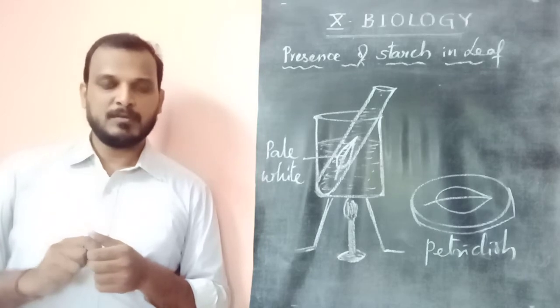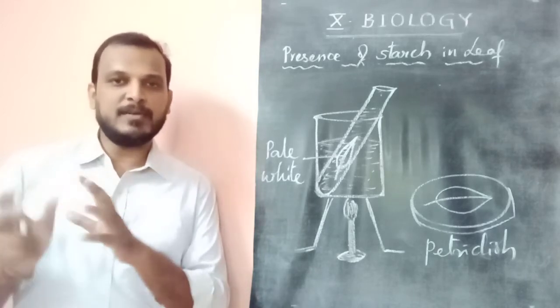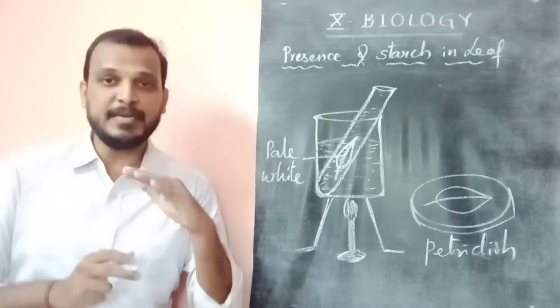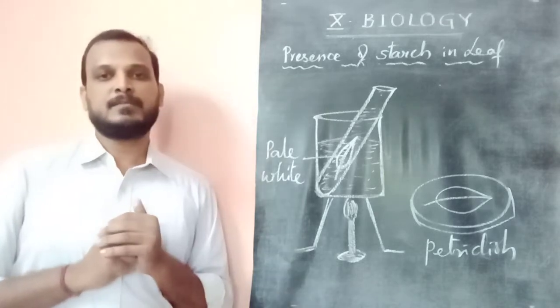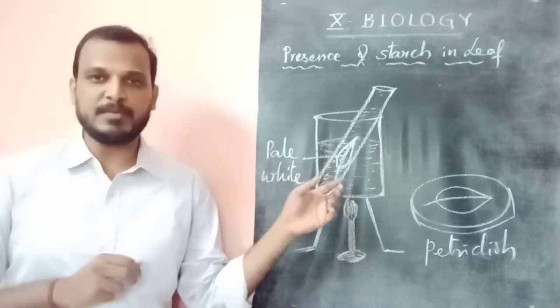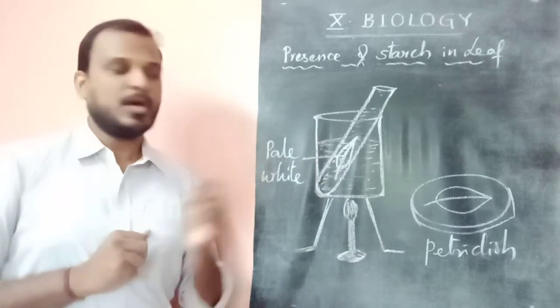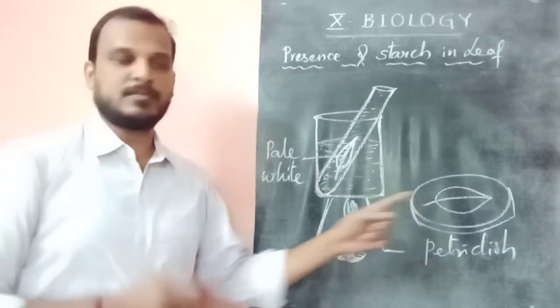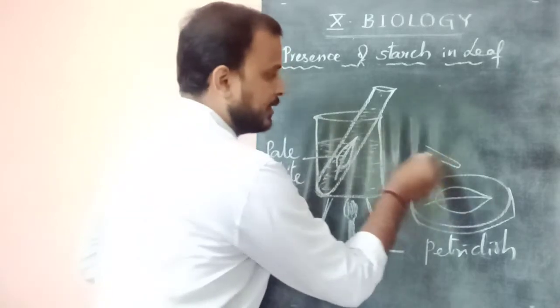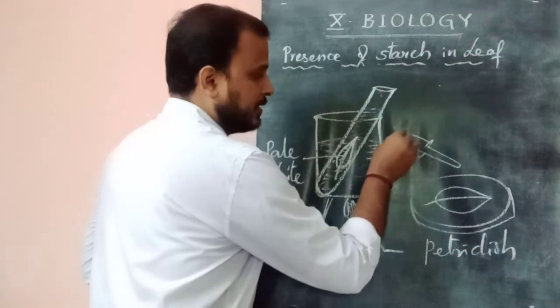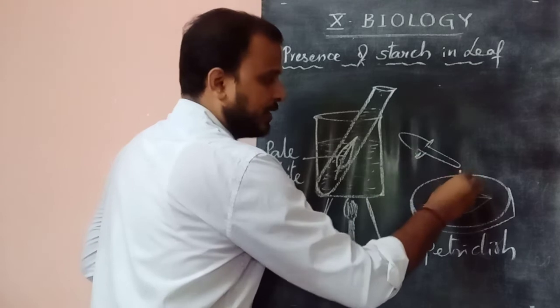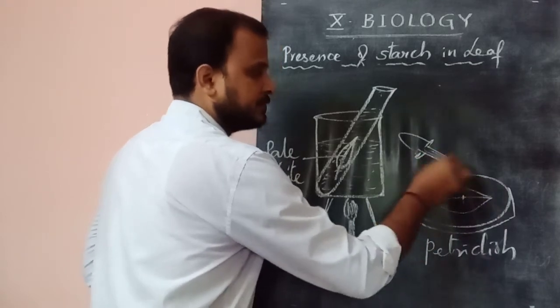Yes or no? Previously, iodine will test for starch. But what is the barrier, the interferer in the middle? That is called pigment. We removed it by boiling in methylated spirit. Now this is a leaf without pigments. Now let us take iodine. Add iodine droplets on this leaf.